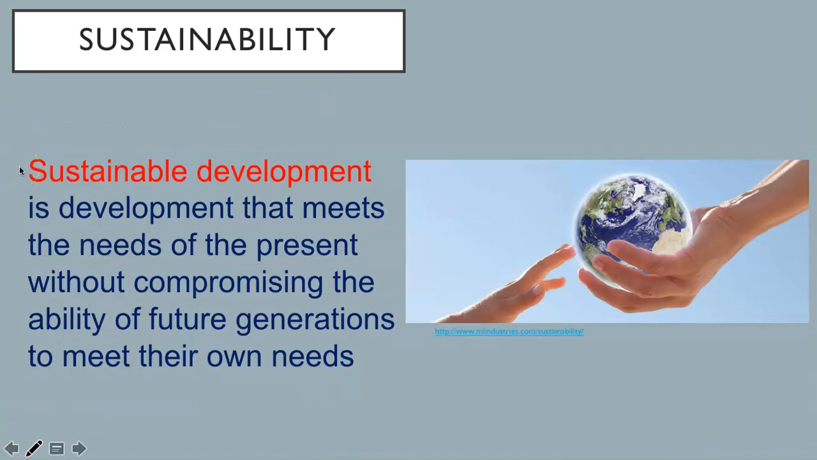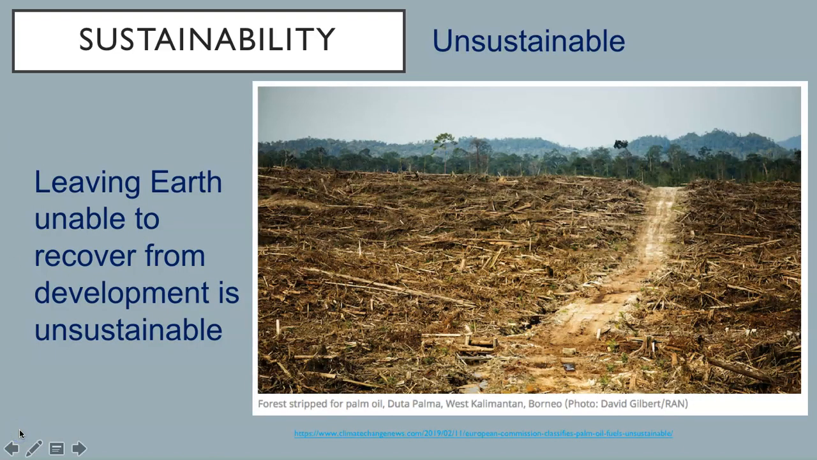Sustainable development is development that meets the needs of the present without compromising the ability of future generations to meet their own needs. Sustainability means not exploiting the earth beyond what it can support. Leaving Earth unable to recover from development is unsustainable, like in this image of a forest stripped for palm oil in Borneo. So how can we continue to develop in a sustainable manner?